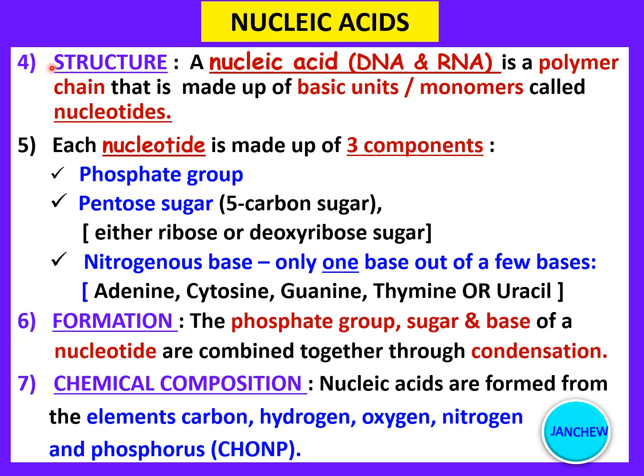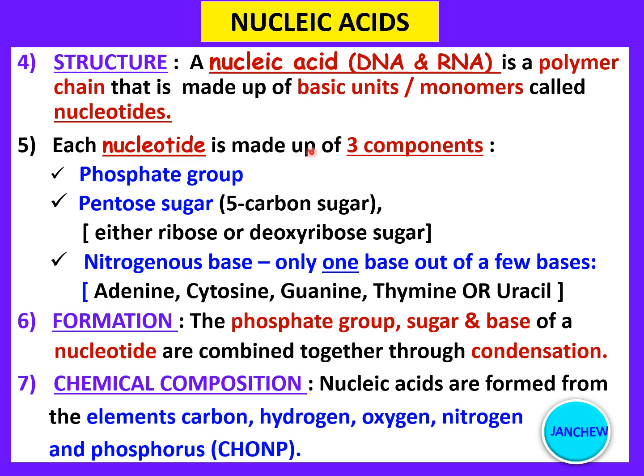Let's discuss the structure of nucleic acids. A nucleic acid, DNA or RNA, is a polymer chain that is made up of basic units or monomers called nucleotides. As we know, a polymer is made up of repeating units called monomers that are joined together. So the monomer for nucleic acids are the nucleotides. This word is a bit difficult for students to remember, so you have to memorize it well. Nucleotide is the basic unit of a nucleic acid.